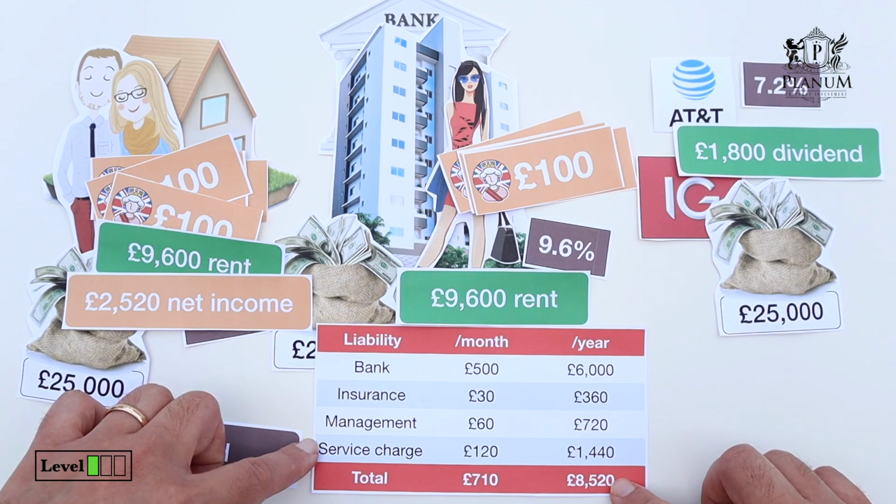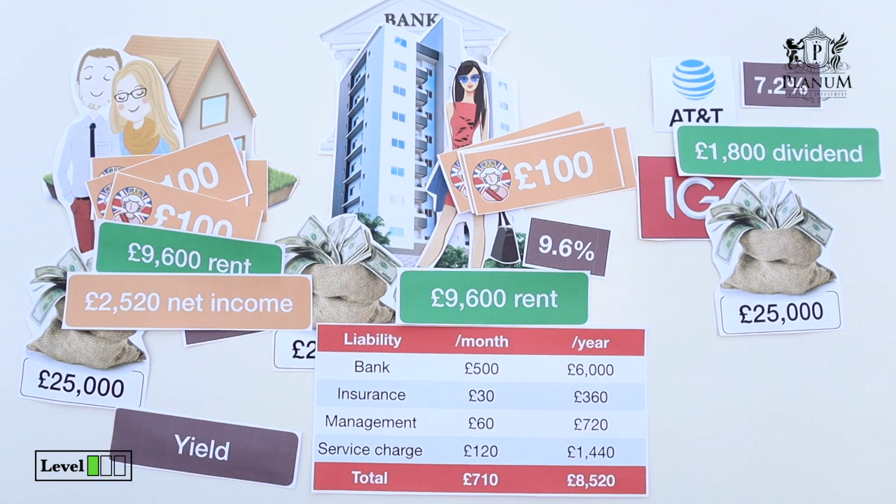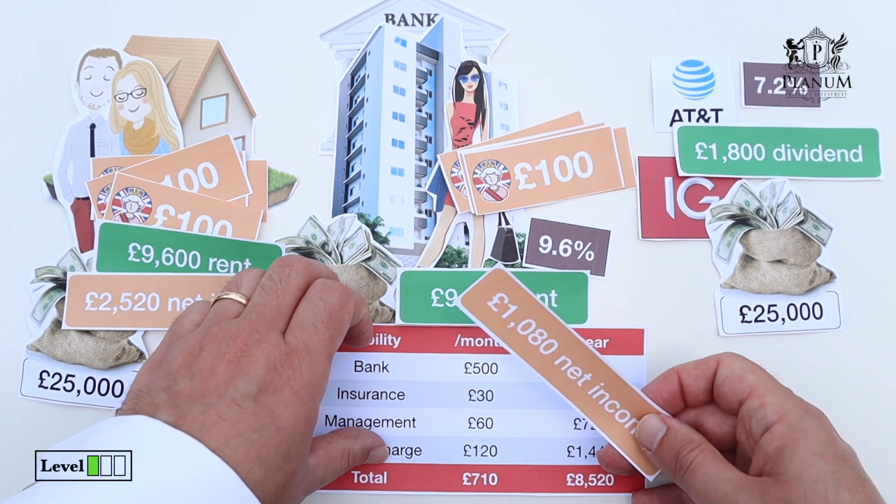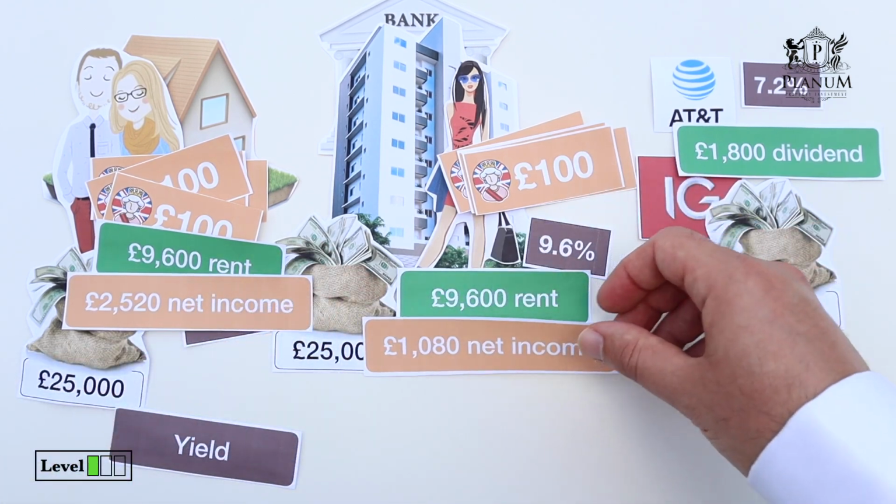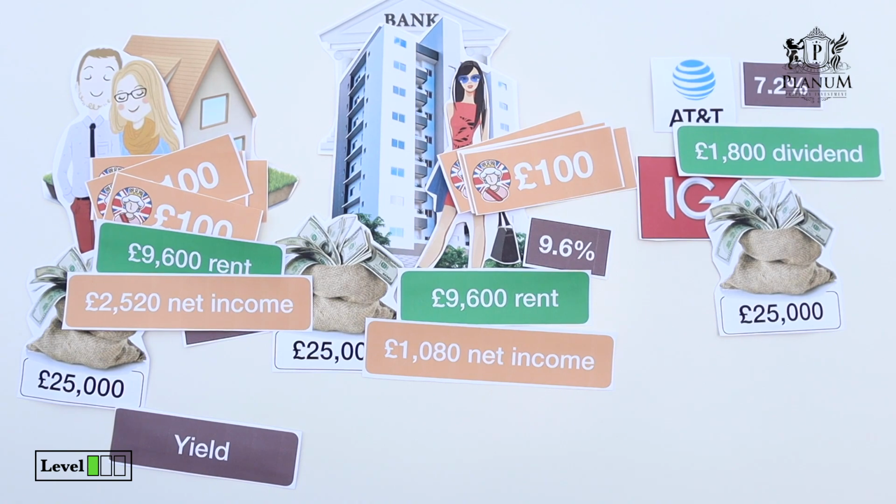£8,520 per year. By the time you have paid your liabilities, you'll be left with £1,080 of net rental income.